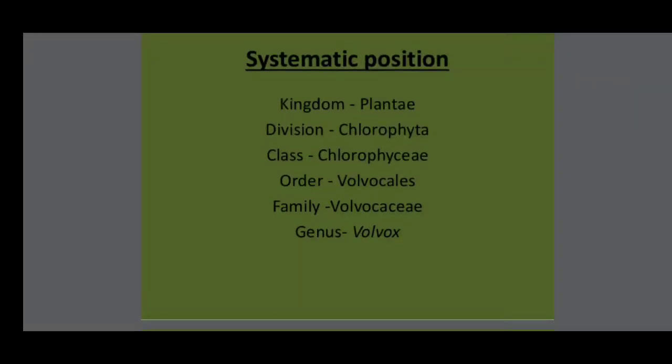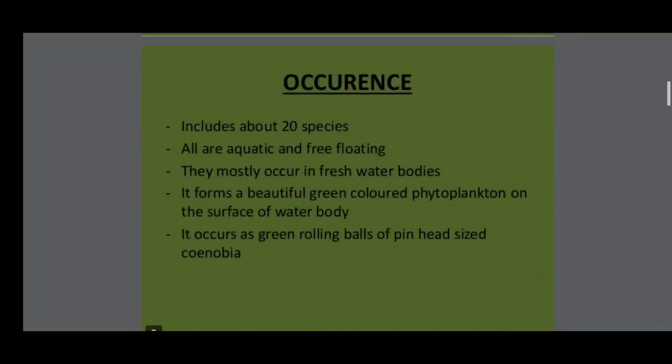Systematic position. The kingdom, you know, is Plantae, division Chlorophyta, class Chlorophyceae, order Volvocales, family Volvocaceae, genus Volvox. This is the systematic position of Volvox. Next, the occurrence of Volvox. The genus Volvox includes about 20 species distributed worldwide.